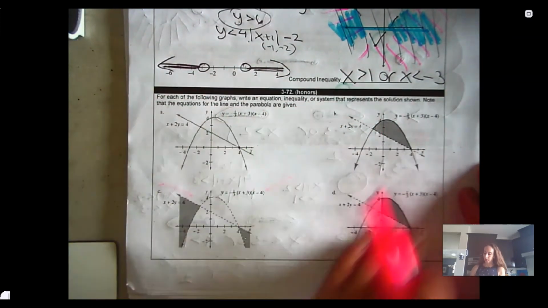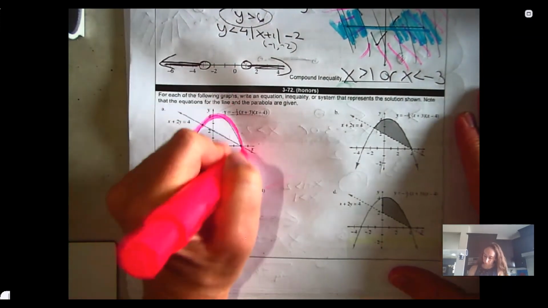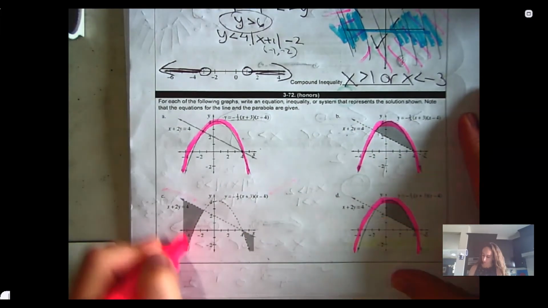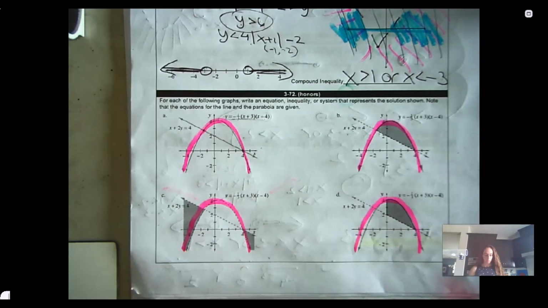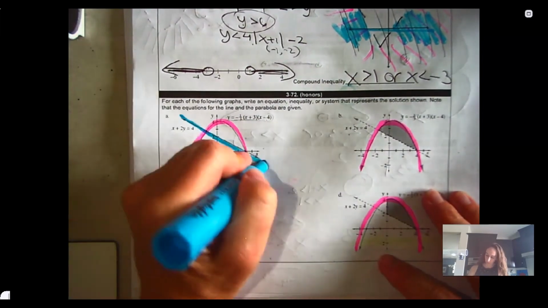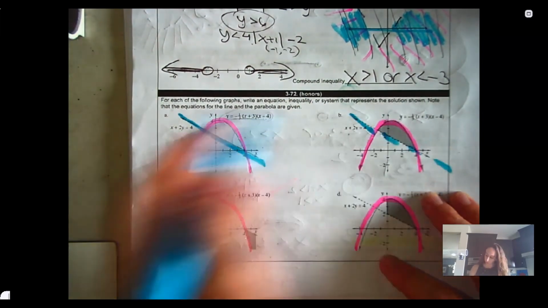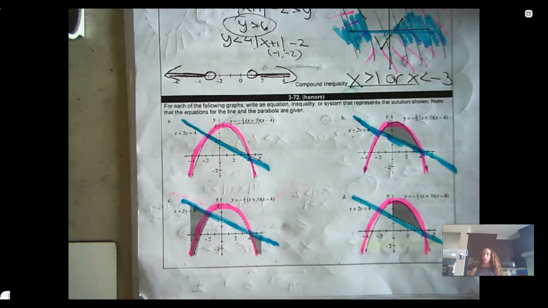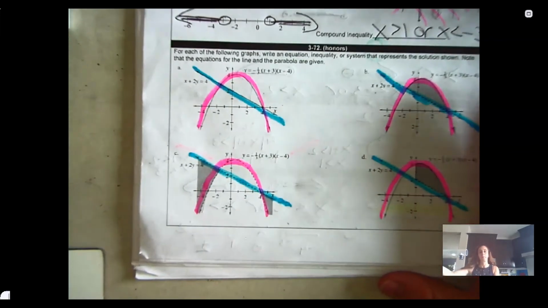So all of these have the same parabola. There's this one, this one, this one, this one. The same line. That one, dashed, dashed, whatever, it doesn't matter. We'll just make it solid, okay? And they want to know, how would you write the answer? Okay, so let me zoom in a little bit.